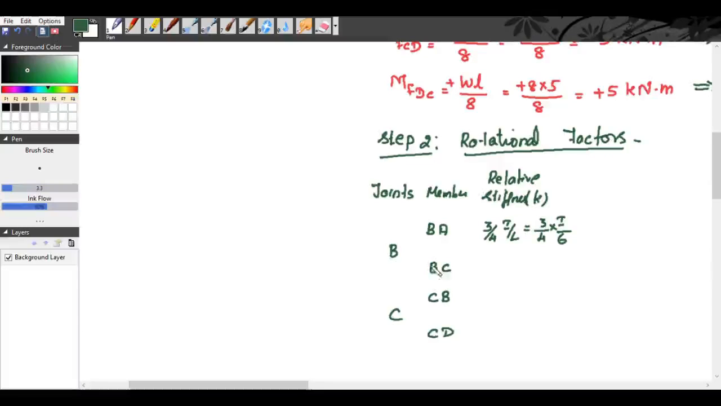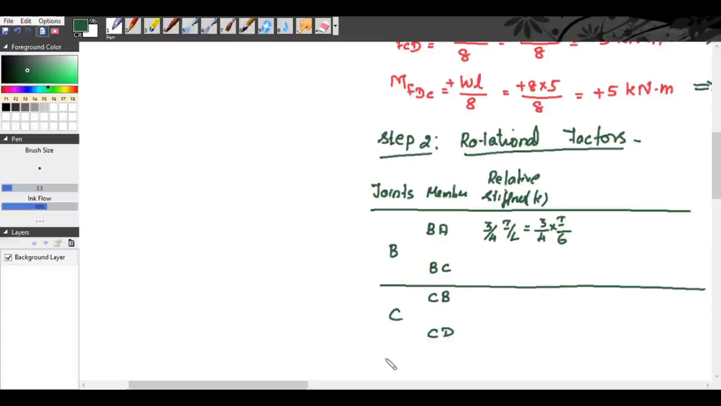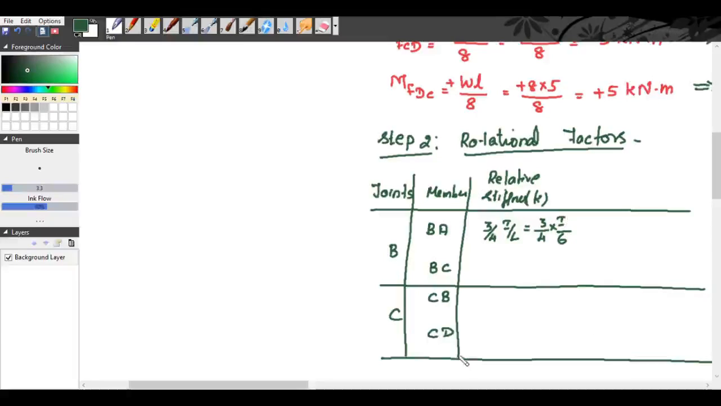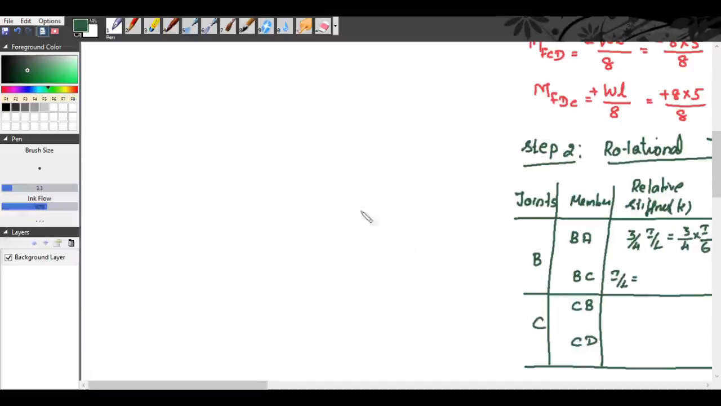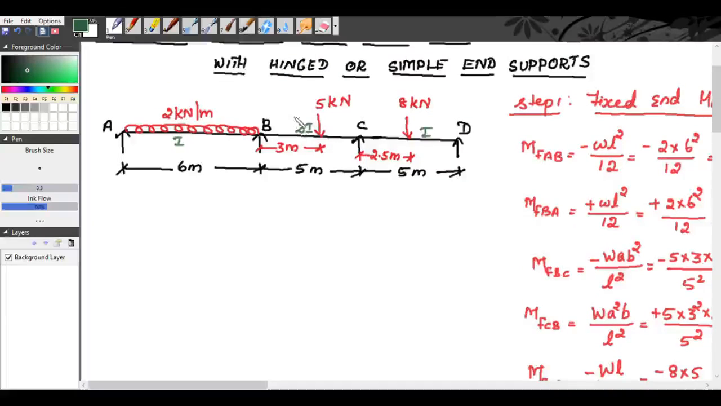Now, for the span BC, the far end C is an intermediate support, so it should be considered as fixed support. So the relative stiffness is I by L. For the member BC, for the span BC, I is, actually, it is 2I.